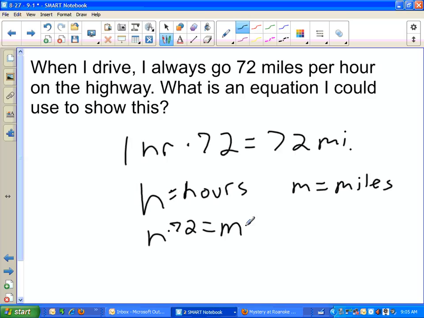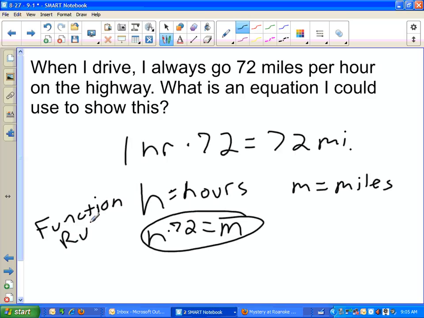This is what we would call our function rule. Or we could just use our normal terms and call it an equation. And we're going to see this function rule, this equation, again here in a little bit.